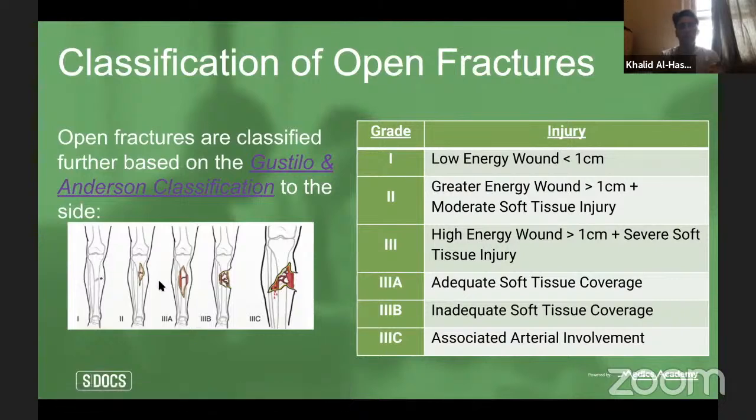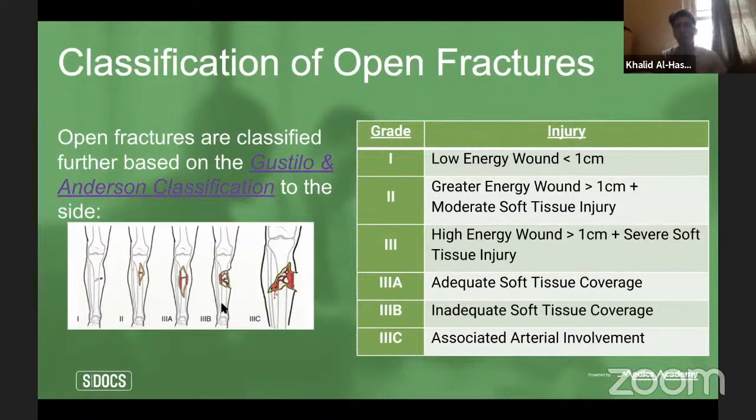Whereas grade 2 is a greater energy wound, greater than 1 centimeter, and there is moderate soft tissue injury involved. Grade 3 is usually a high energy wound in which there is a large portion of soft tissue injury, and there is accompanying severe soft tissue injury, as shown in the pictures from the middle through to the right. 3A indicates that there is adequate soft tissue coverage. So despite the fact that there is an open fracture with the bone passing out through the soft tissue, what we tend to find is that the injured limb has some kind of covering or is still encapsulated within the soft tissue.